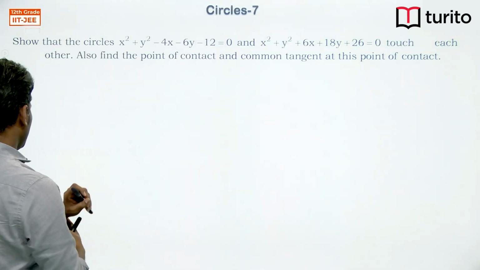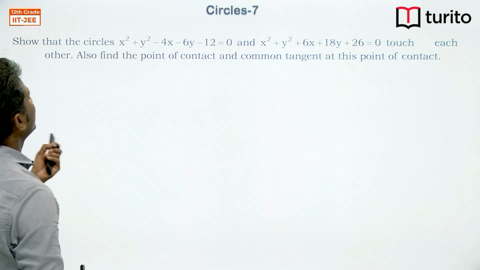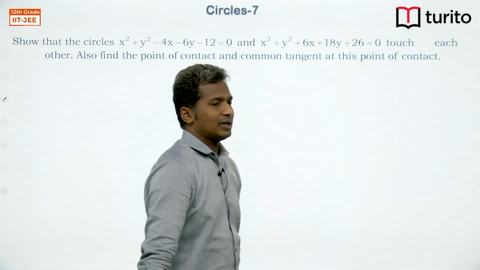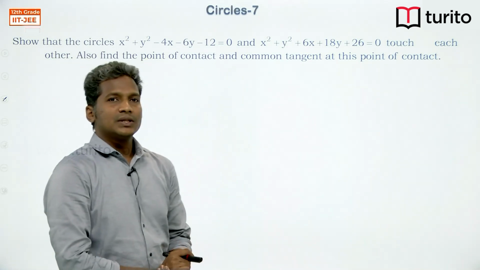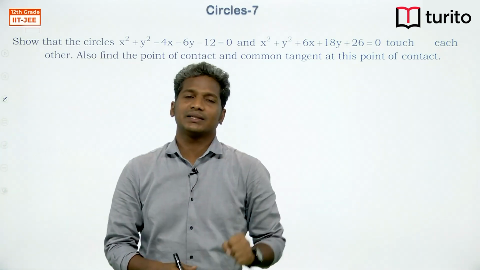Here, show that the circles touch each other, and also find the point of contact and the common tangent at this point of contact. So how to do this? Can you make a plan? I will give you 5 seconds to make a plan.